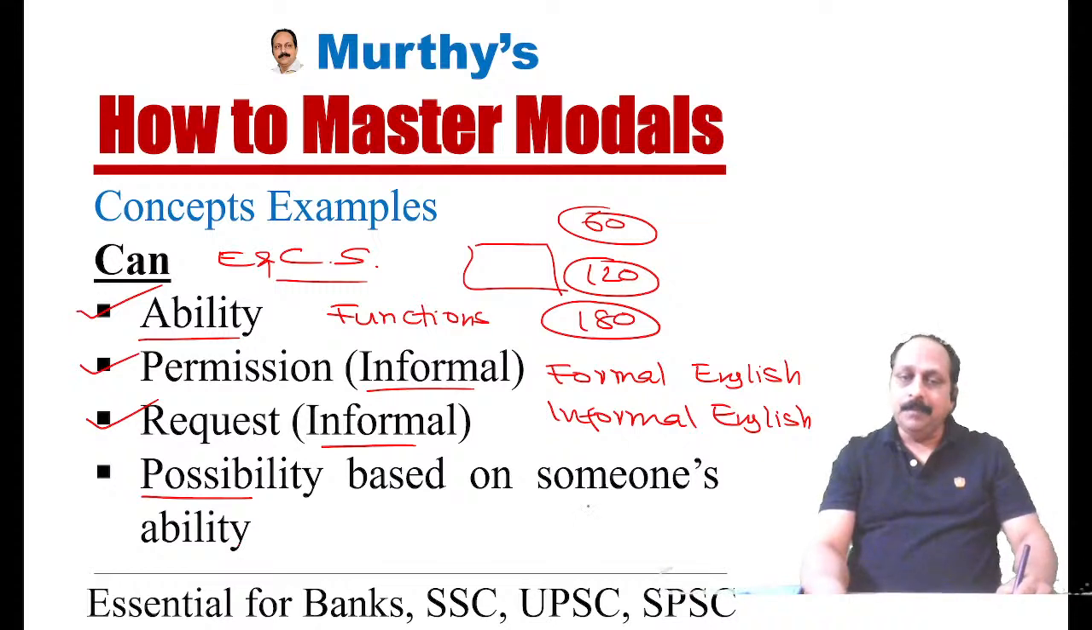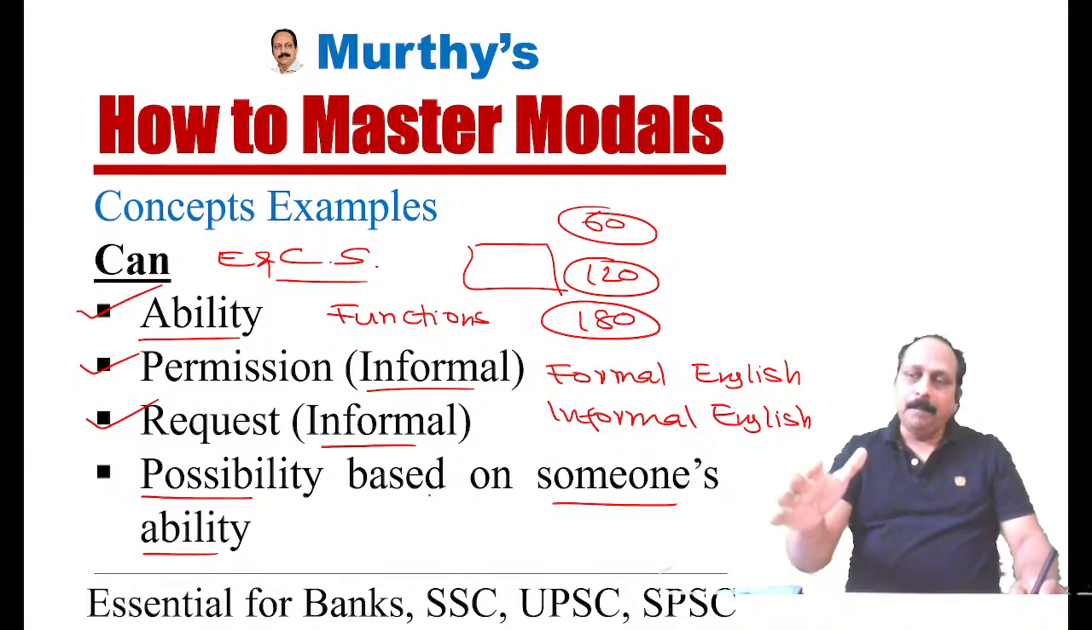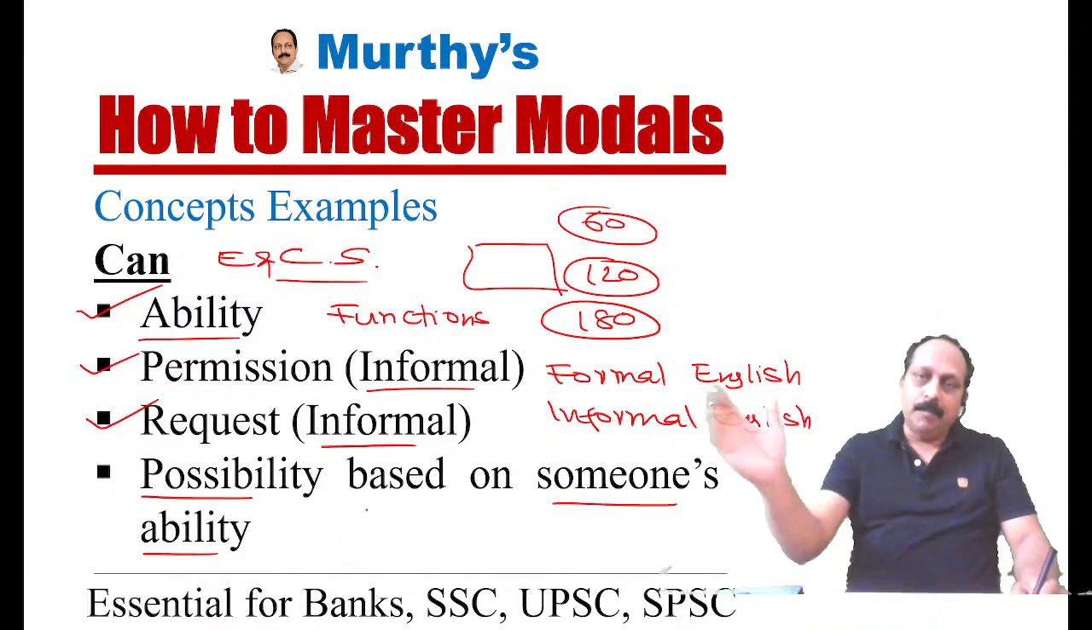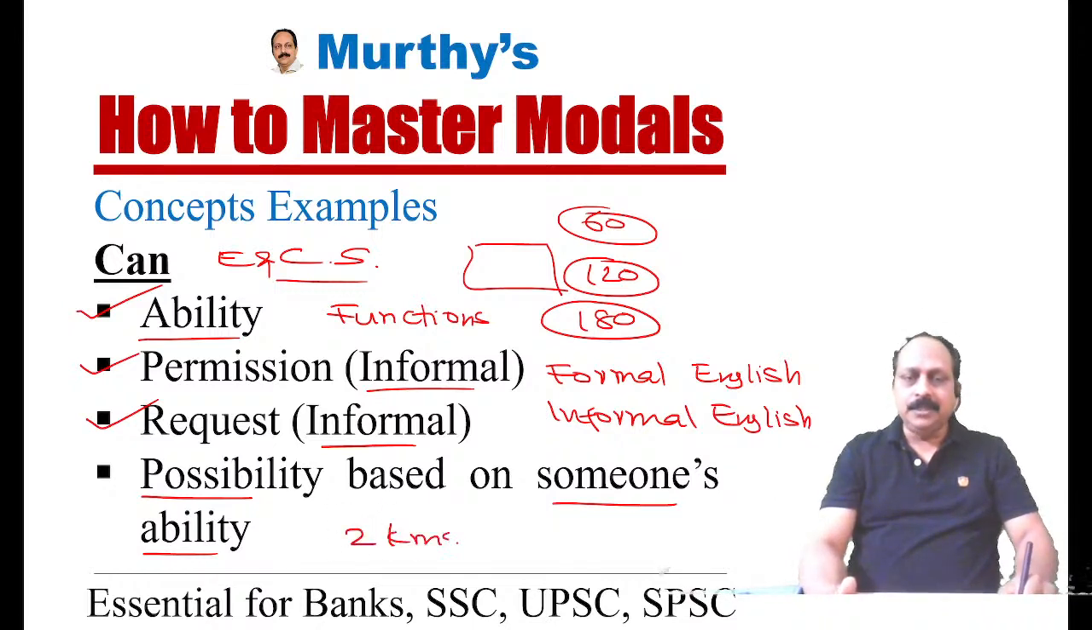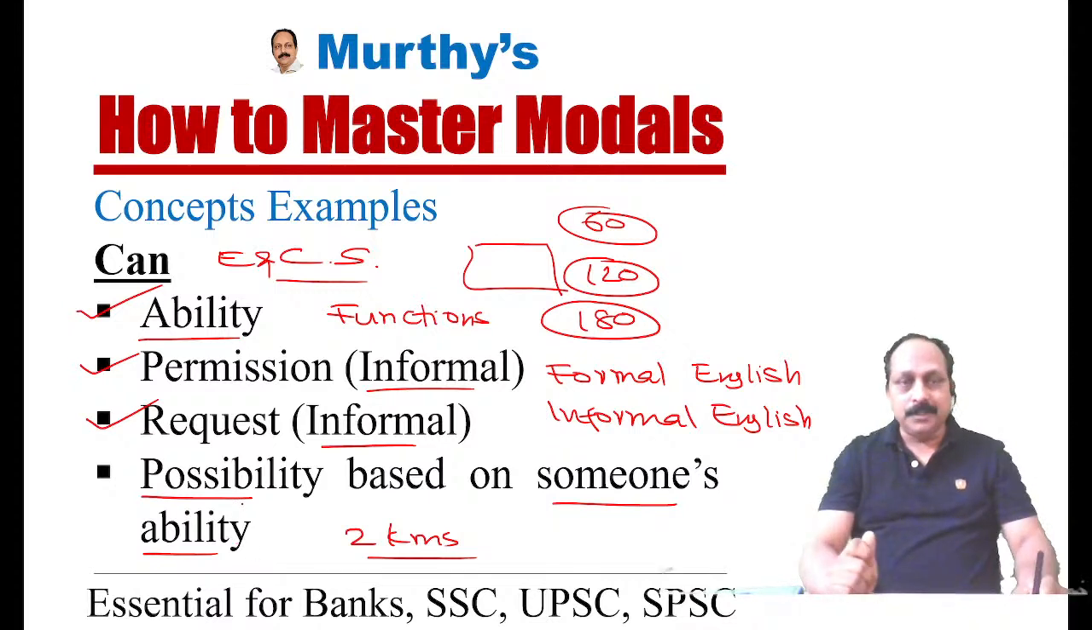Possibility based on someone's ability. This you have to listen to carefully. Imagine two persons come to me, a young person and an old man. They ask, sir, how long does it take from here to the bus stop? It is about 2 kilometers, imagine. To the young person, I will say, you can reach in 10 minutes. That's a possibility based on his ability. To the old man, I will say, you can reach in 20 minutes, double the time. That is also a possibility based on someone's ability. The old man's ability, more time, 20 minutes. I hope you got the four functions.